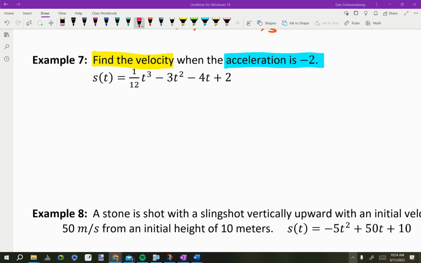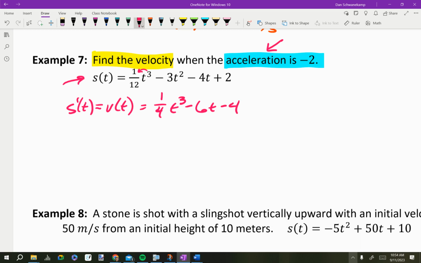Okay, so we're talking about acceleration. If we want to find acceleration, what am I going to have to do with this position equation? I'm going to take a derivative and then do it again. So let's find that. We're going to find the derivative s prime of t, which would be velocity. I'm labeling stuff. I'm going to multiply by 3, so 3/12, or 1/4 t cubed minus 6t minus 4.